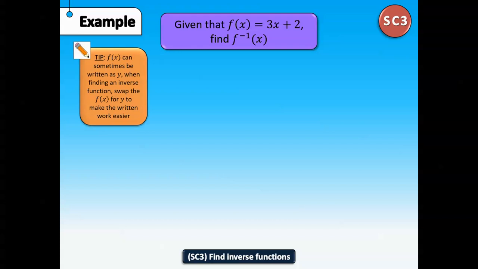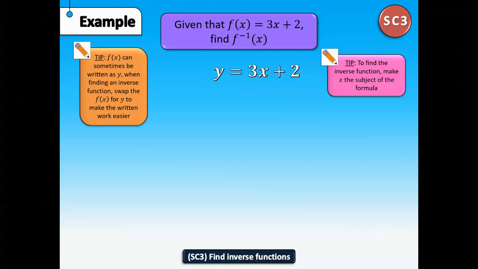So f of x can sometimes be written as y when finding the inverse function. So swap the f of x for y to make the written work easier. So to find the inverse function, we want to make x the subject of the formula. So we can use the balancing method to do this. We can take 2 off both sides. So y minus 2 equals 3x.